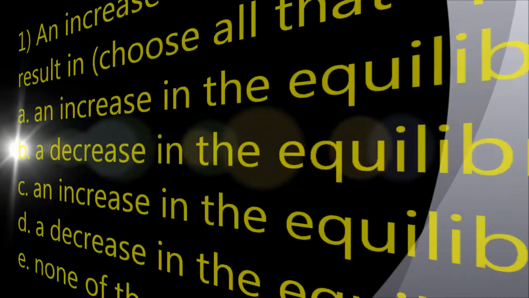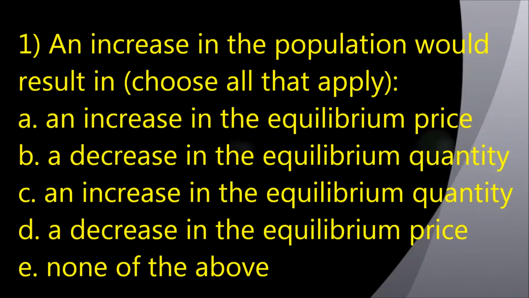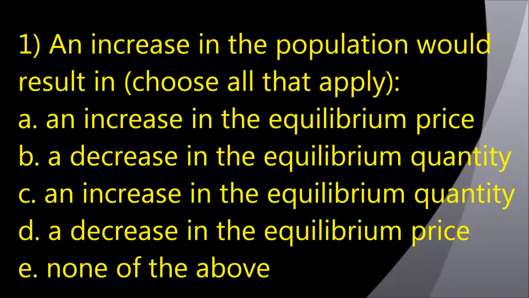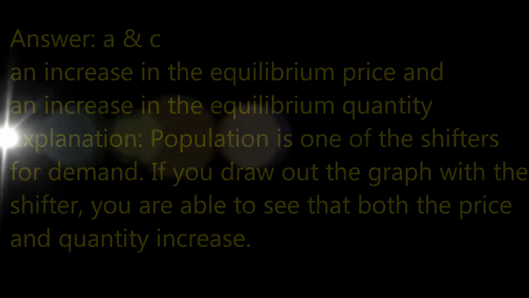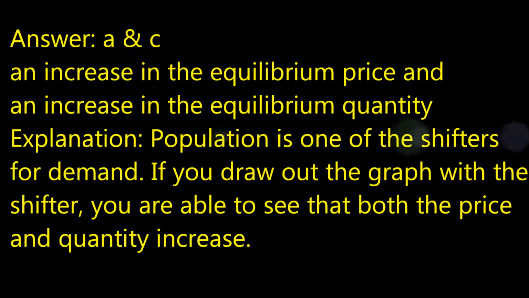Let's check how you're doing with a question. An increase in the population would result in which of the following? The answer? A and C. An increase in the equilibrium price and an increase in the equilibrium quantity. The explanation? Population is one of the shifters for demand. If you draw out the graph with a shifter, you're able to see that both the price and quantity increase.